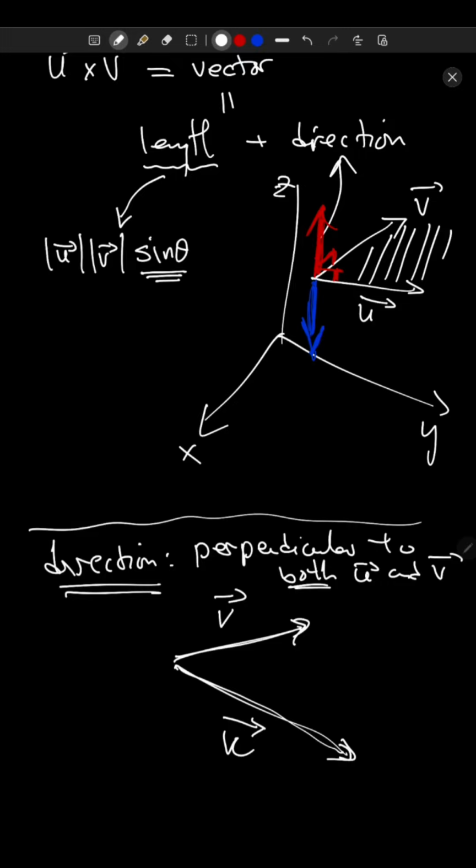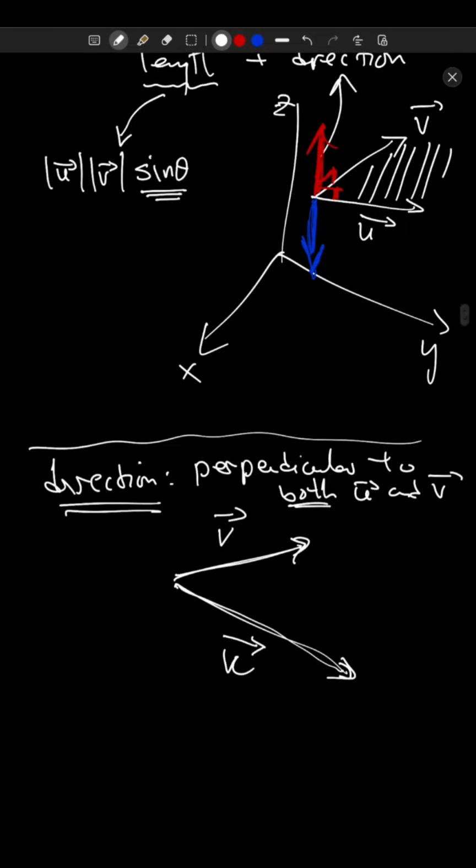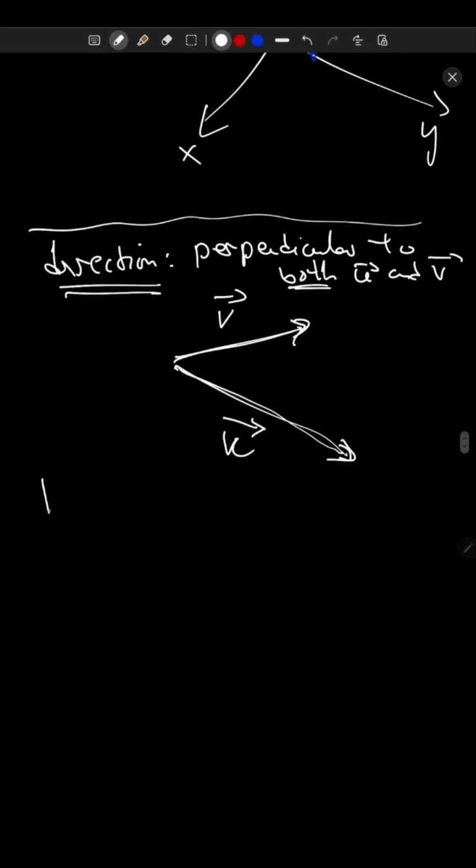We need some sort of nice algorithm or nice procedure to be able to figure out which one of the two vectors it should be. So the procedure is called the right-hand rule.